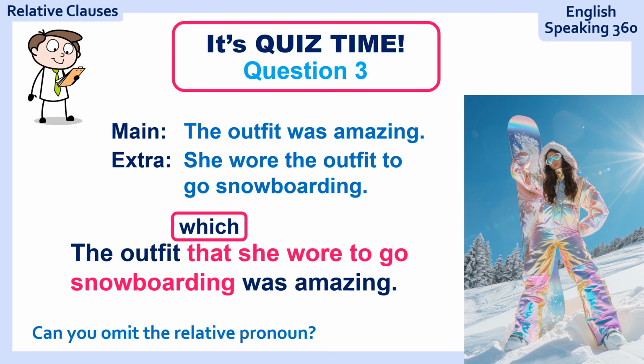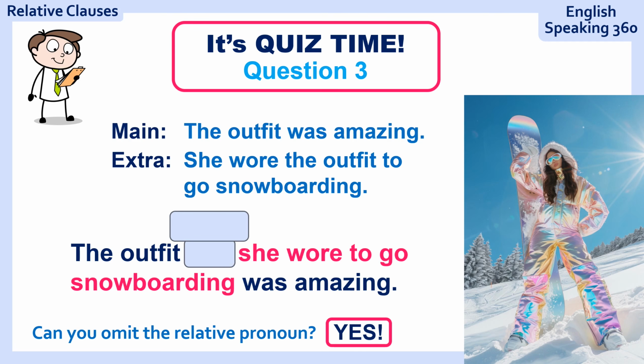Now, can you omit the relative pronoun? Can you bypass them? Yes, you can, because she wore the outfit. The outfit didn't do anything, so that and which are both object of the relative clause. In this case, it means that you can remove both of them and it still makes sense. The outfit she wore to go snowboarding was amazing.